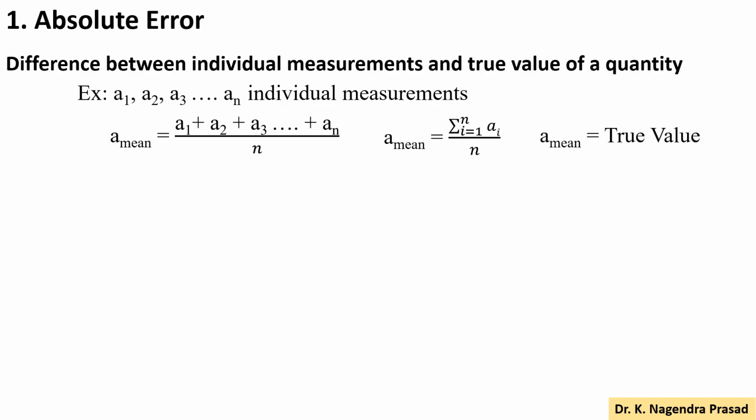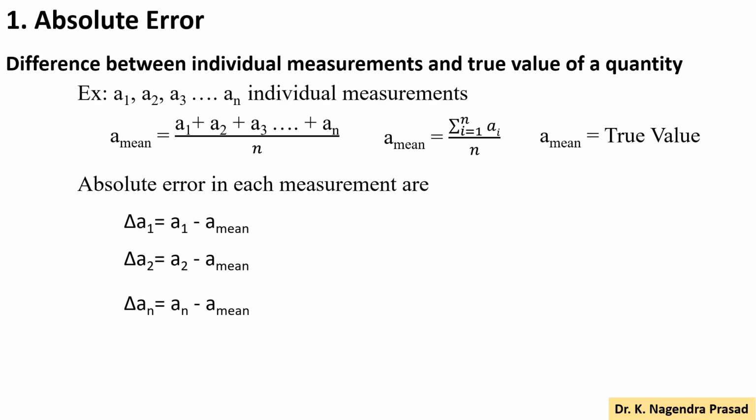Next we have to look at the absolute error in the individual measurements. First consider the first individual measurement, A1. The absolute error for the first individual measurement is delta A1 equal to A1 minus A mean. Similarly, the absolute error for the second individual measurement is delta A2 equal to A2 minus A mean. Similarly, the absolute error for AN is delta AN equal to AN minus A mean.